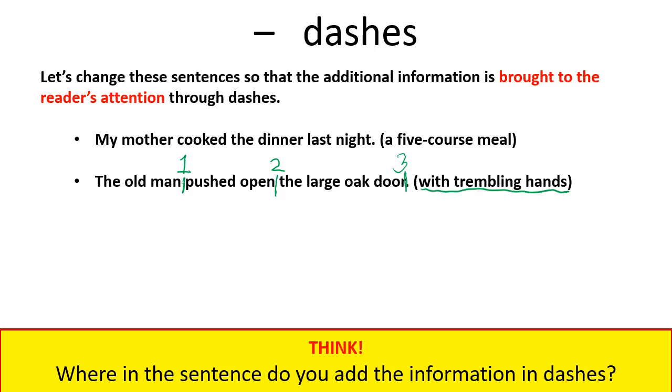What about at the very end? Number 3. The old man pushed open the large oak door, dash, with trembling hands. That one actually also works. It is describing the old man pushing open the large oak door and adding his hands were trembling. This one is a bit more flexible.